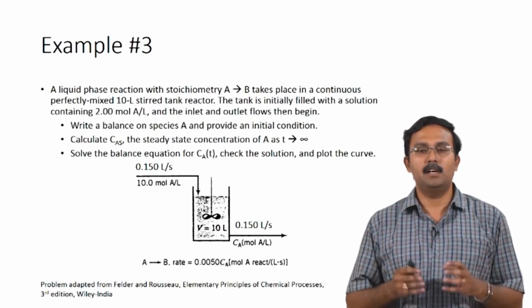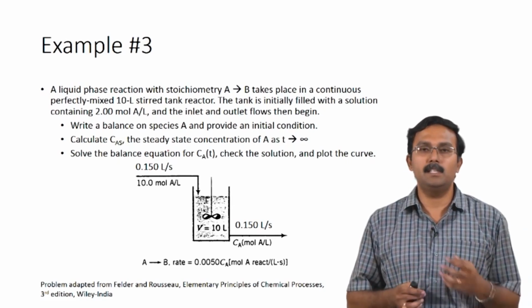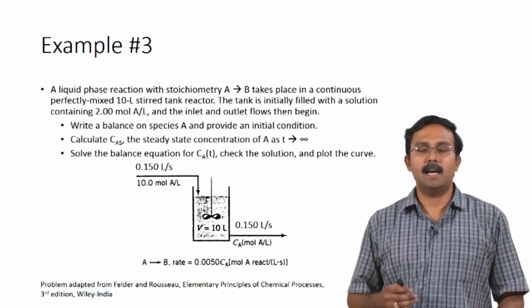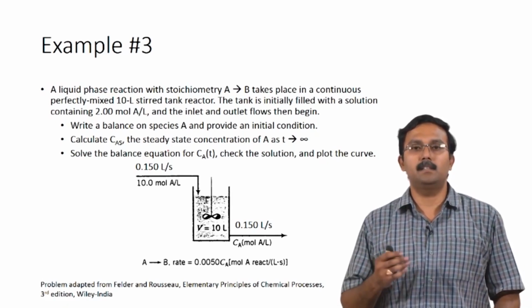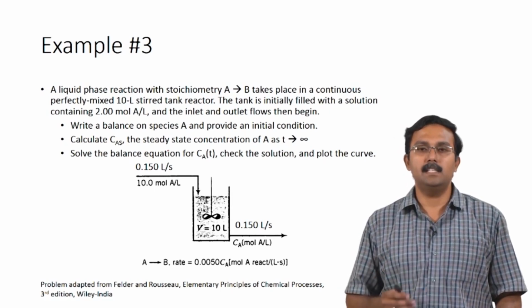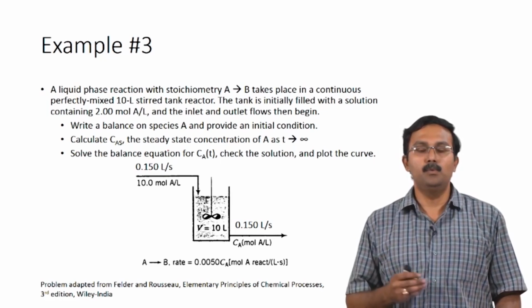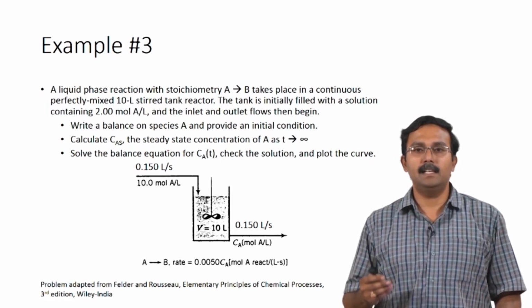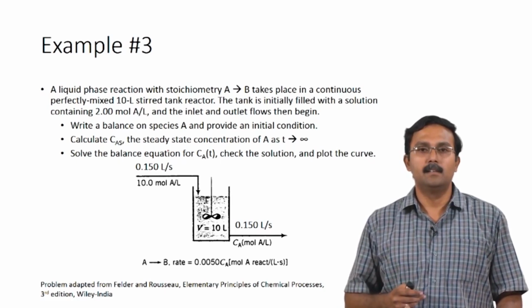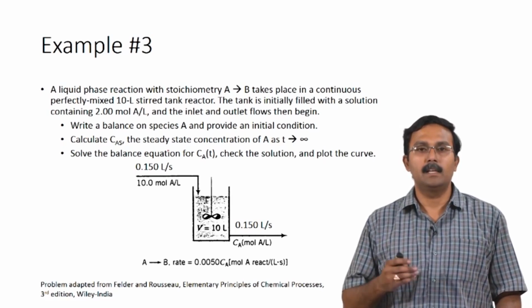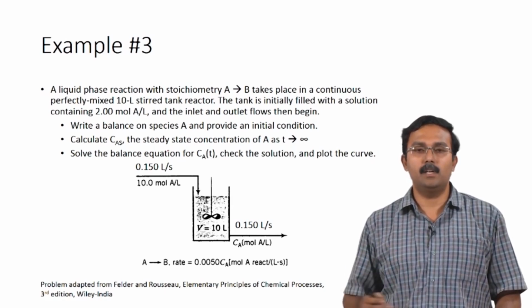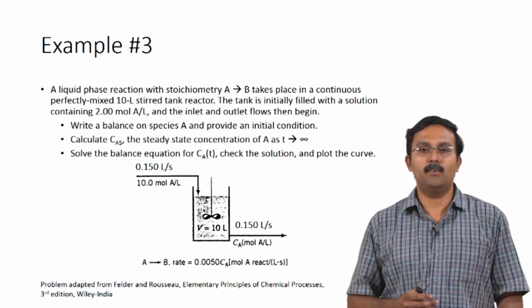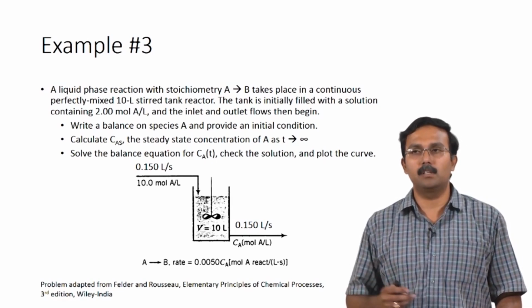We will try to solve this to get clarity on the procedure which we just described. A liquid phase reaction with stoichiometry A gives B takes place in a continuous perfectly mixed 10 liter stirred tank reactor. The tank is initially filled with a solution containing 2 moles of A per liter and the inlet and outlet flows then begin. Write a balance on species A and provide an initial condition. Calculate CAS, the steady state concentration, as t tends to infinity. Solve the balance equation for CA, check the solution and plot the curve.